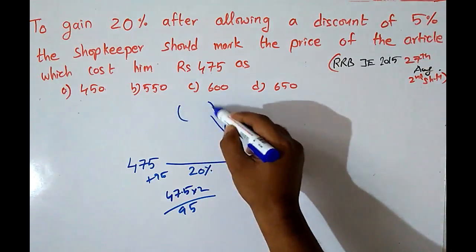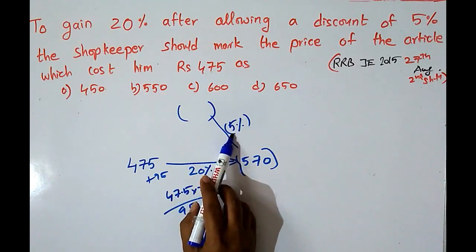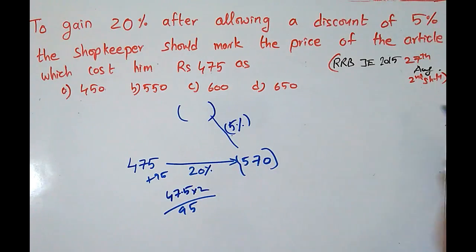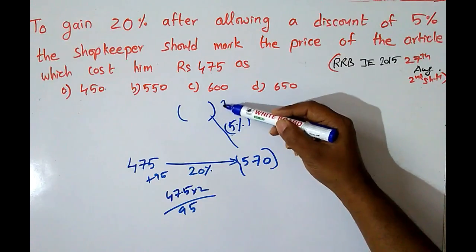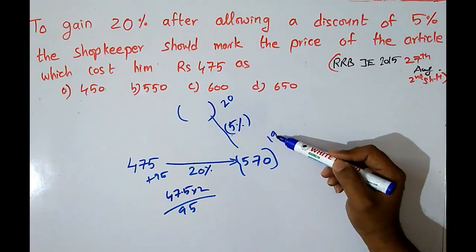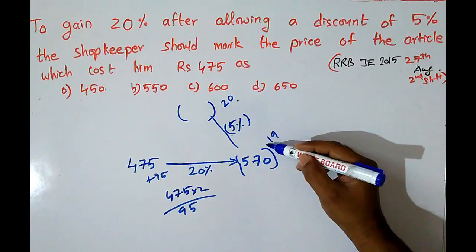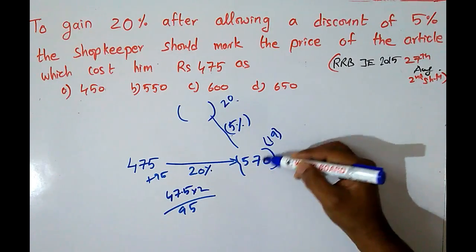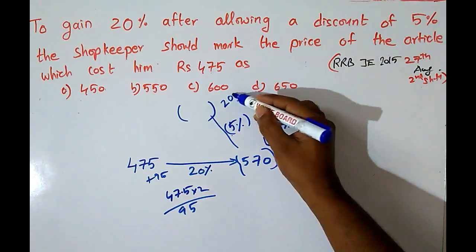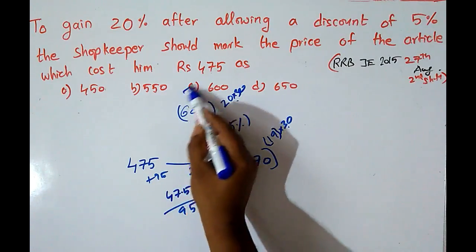For which market price, after the discount of 5%, will you get 570? For 5%, see friends, if I think this is 20, then this will become 19, friends. 5% discount, so here the multiplying factor is 30 times. Am I right, friends? The same 30 here I will apply. 20 into 30 becomes 600. Okay friends.